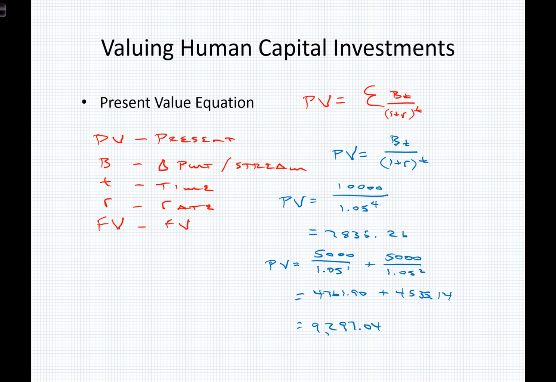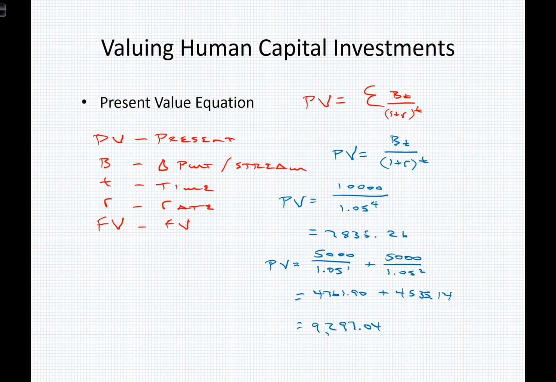So if I invest $9,297 today at 5% interest and receive a $5,000 payment for each of the next 2 years, I will end up getting the sum of $10,000 over time for my $9,297 investment today. So that's a simple way of looking at this. And here we've used the summation form because it's the sum of each of these years.